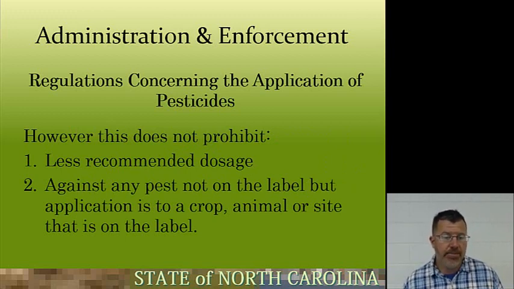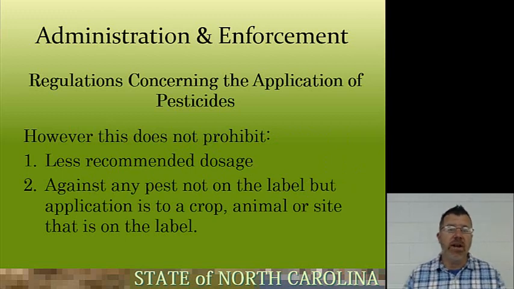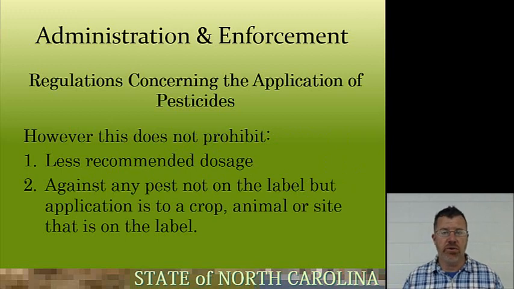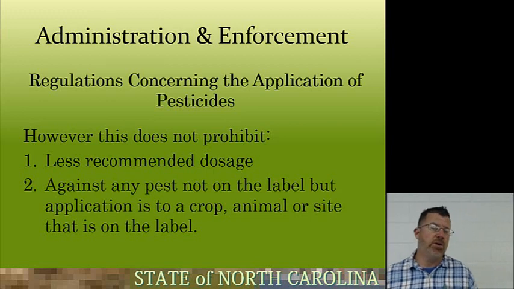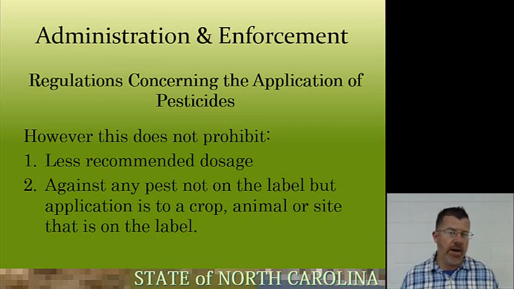However, when it comes to regulations concerning the application of pesticides, it does not prohibit using a less recommended dosage. Let's say a certain pesticide that you're going to mix in a 3-gallon backpack says 3 ounces per gallon. You're going to do some spot spraying. Well, that's 9 ounces per tank. You can put 2 ounces. It's not going to prohibit you from using a lesser amount.